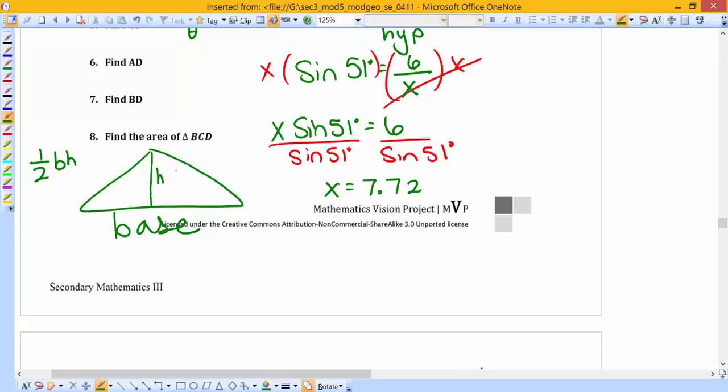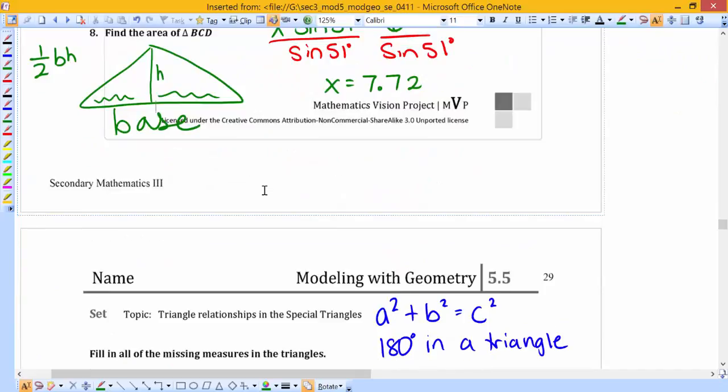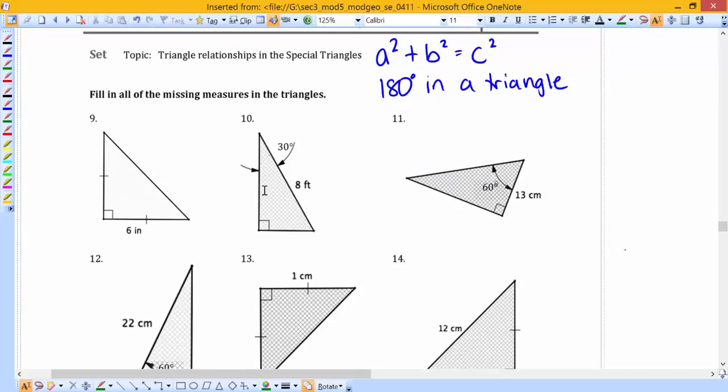The whole bottom is your base, and you already have the height. The height is 6. You need the whole base. So in order to find that, you have this piece and you have this piece. You're going to add them together, and that's going to give you your base. So you should be fine going through and finding the area of the triangle. If you're stuck on any of that stuff, you know where to find me tomorrow morning to come in and get some help.